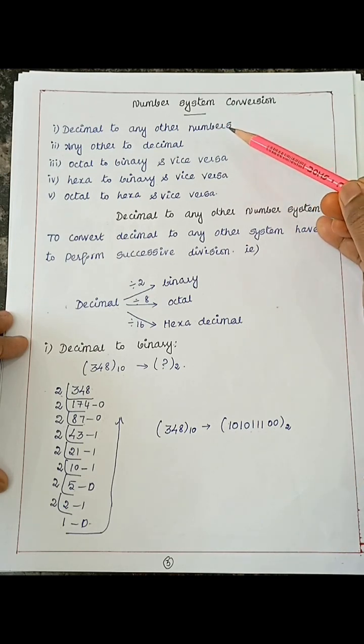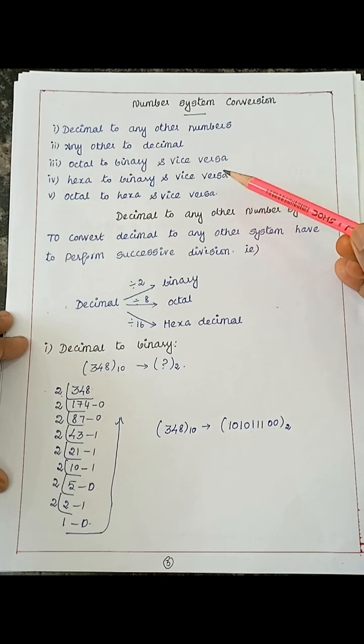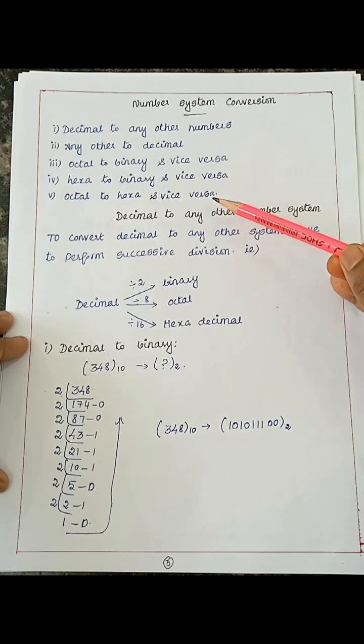decimal to any other number, any other number to decimal, octal to binary and vice versa, then hexadecimal to binary and vice versa. The last one is octal to hexadecimal and vice versa. So let us see one by one.